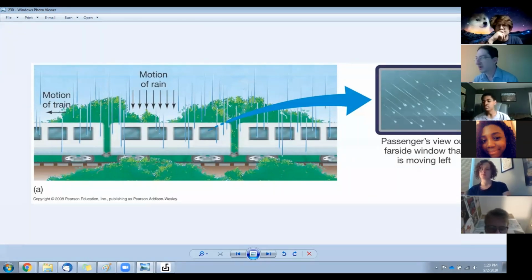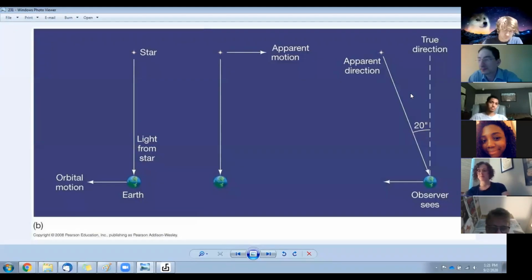Now, if you're sitting in a train and it's raining straight down and the train's not moving, you just see the raindrops falling down. But if it's moving, you see the raindrops coming from your direction of motion. Like in this picture, the train would be moving to the left, so you see the raindrops falling from that direction. I understand that. With this picture on the far left, I'm trying to think of how the Earth, in its orbital motion, affects the starlight.